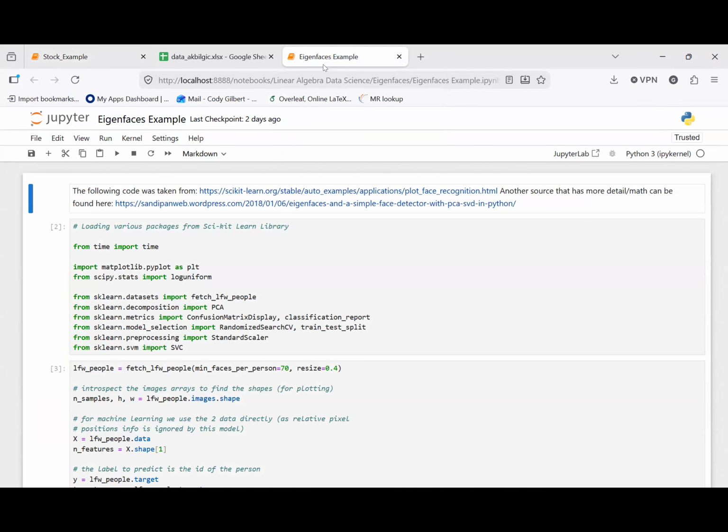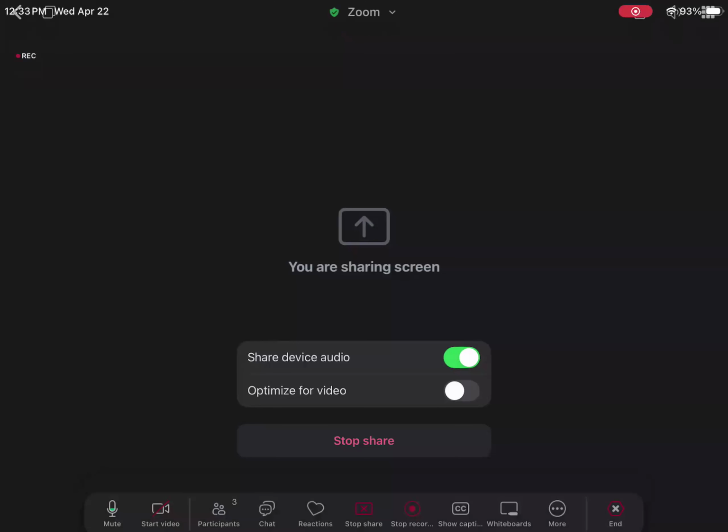I want to go back to the tablet first. This is kind of annoying going back and forth between the two, but 1 second. Oh, I ended this, whatever, it doesn't matter. Okay.